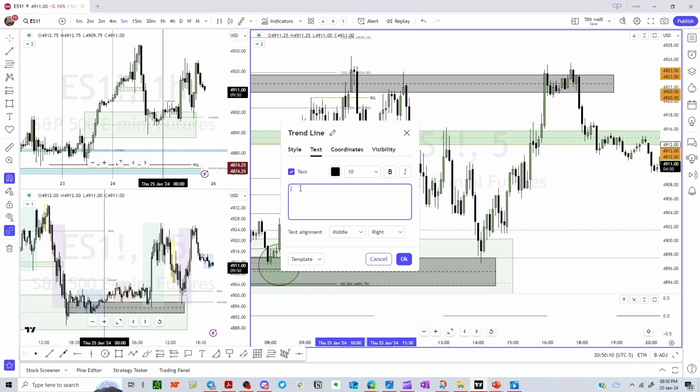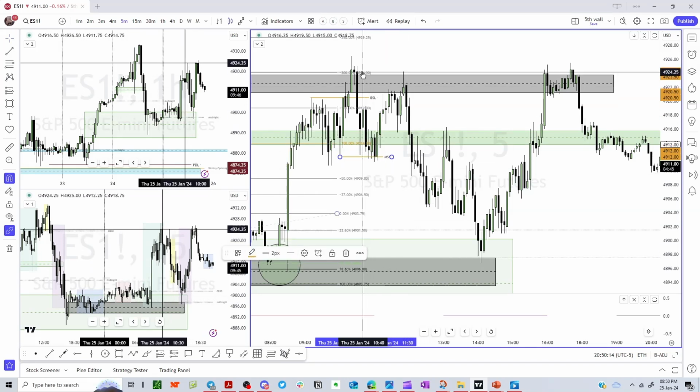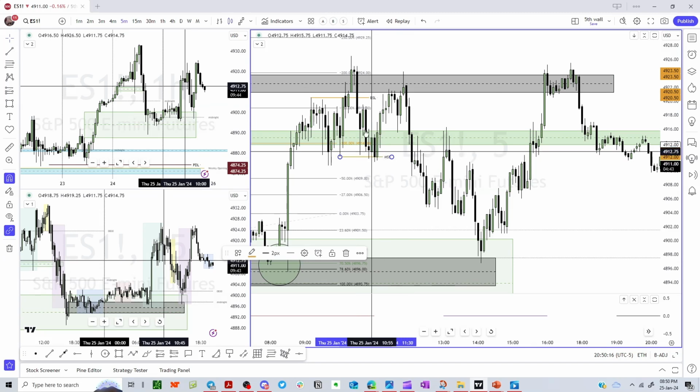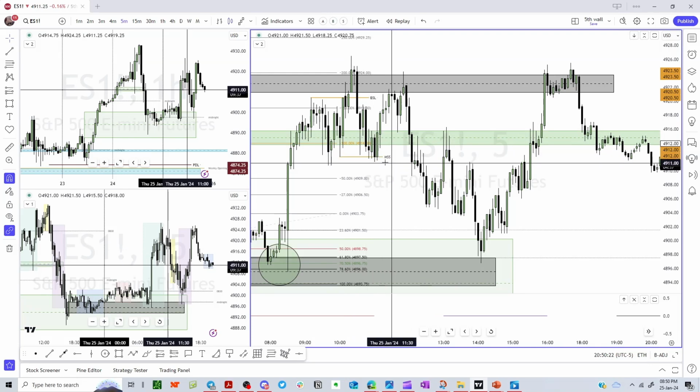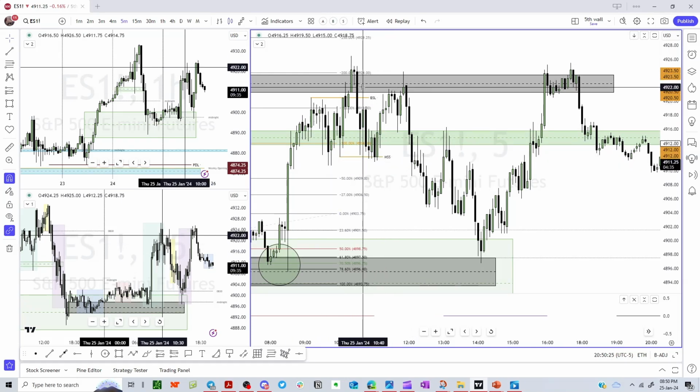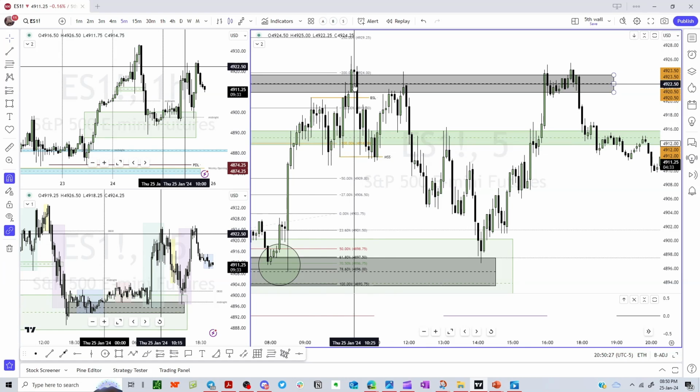So we have a market structure shift. And what's the rules? We look for a fair value gap that's formed on the price leg that broke market structure or caused a market structure shift. So we're looking for entry inside of this fair value gap.